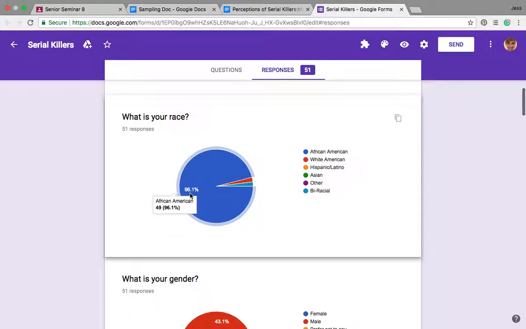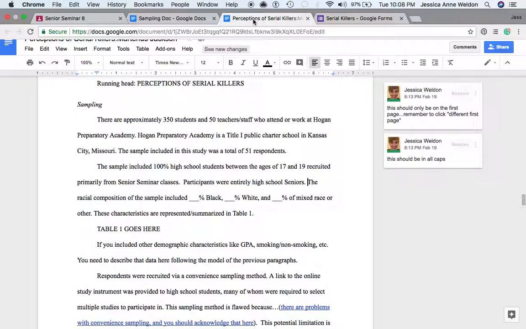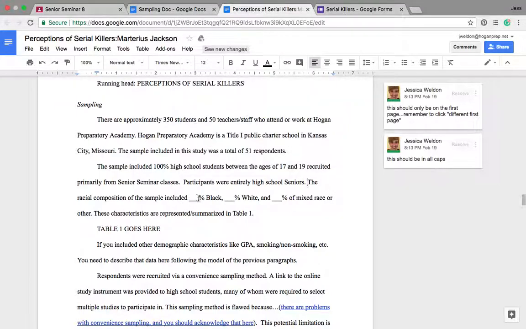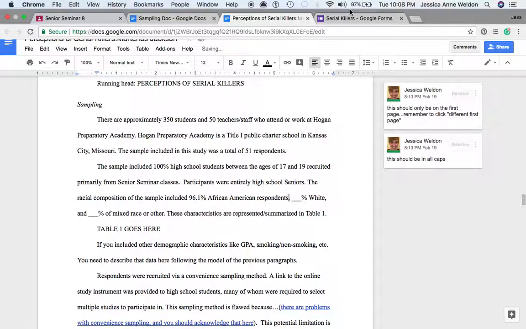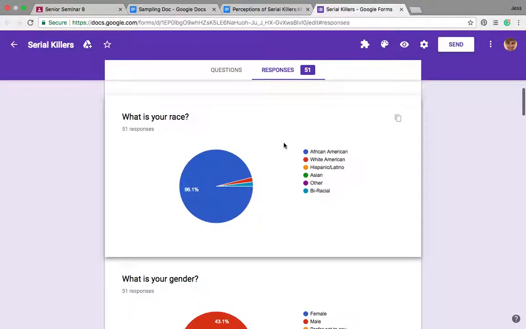96.1% African American. I am just hovering over this section and reading this. So then I'm going back in here. The racial composition of the sample included 96.1. Remember, I have to change this now. African American respondents. And then let's see what the other little percents were.